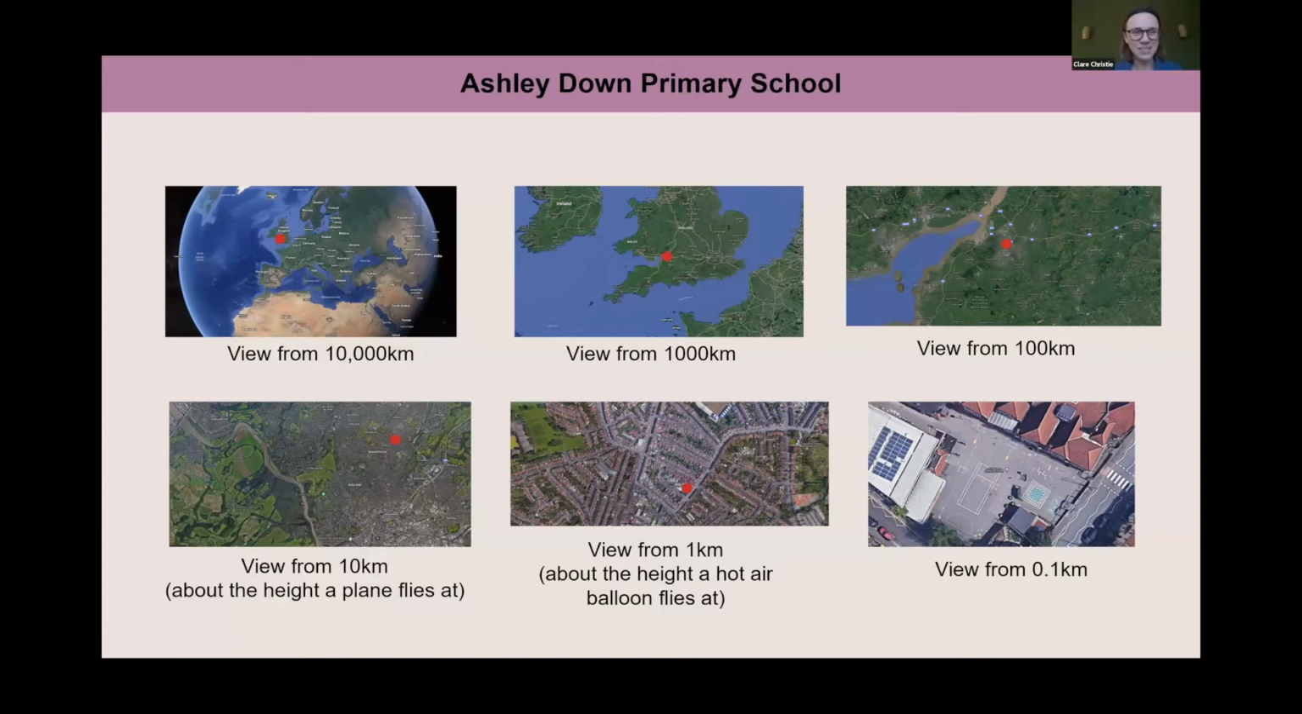As Camilla said, my name's Clare Christie and I work at a lovely school called Ashlydown Primary School, and hopefully you can see from the first slide where the school is. I've been asked to talk about measurement today and some of the measurement work we've been doing in school.